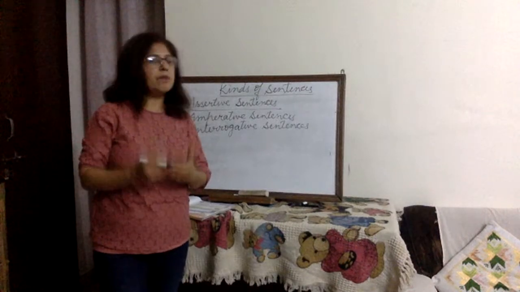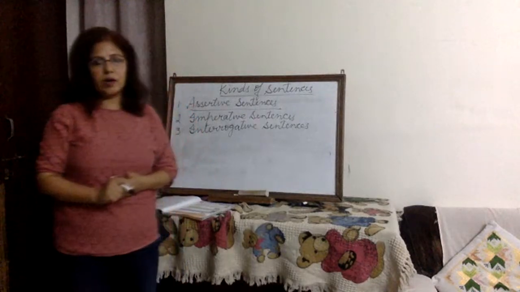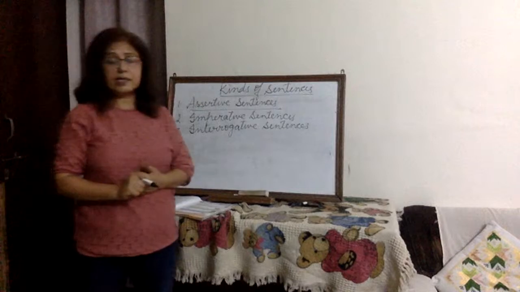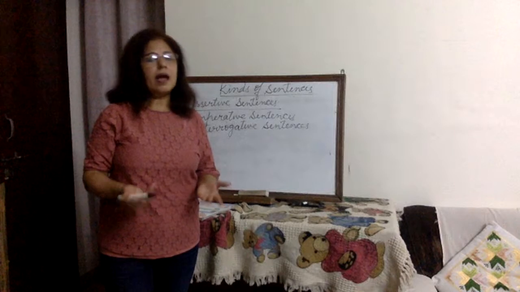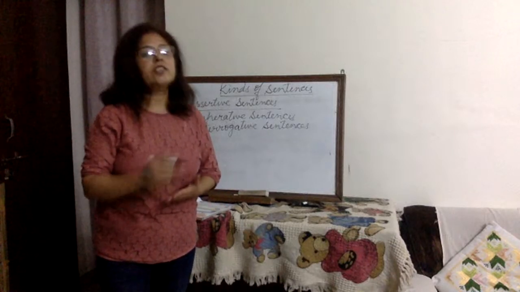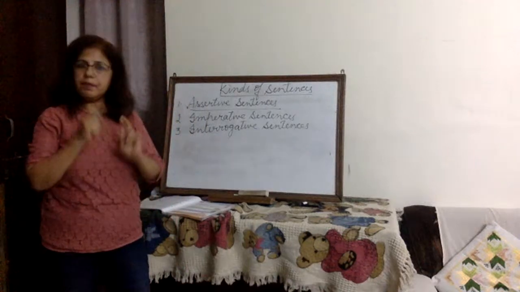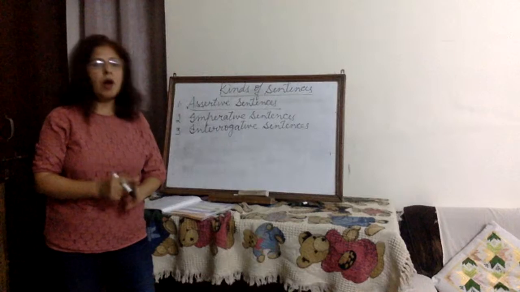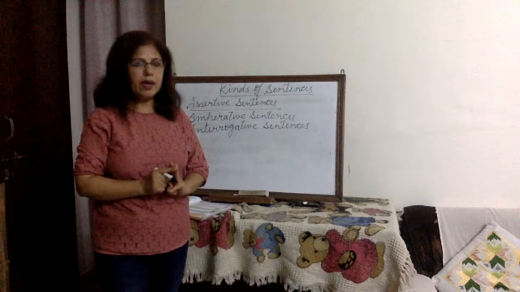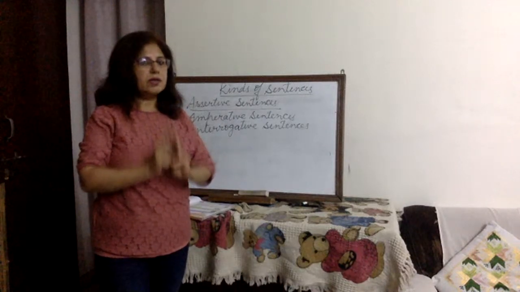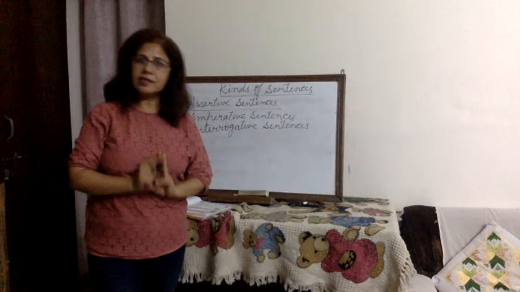When we ask somebody about something, that is called an interrogative sentence, and it also begins with a capital letter and it ends with a question mark. Assertive sentences end with full stop. Imperative sentences end with full stop. Interrogative sentences end with question mark. When we ask somebody about something, then it is called an interrogative sentence.